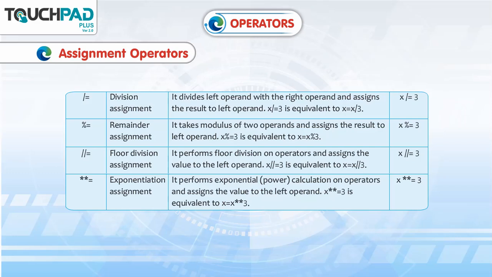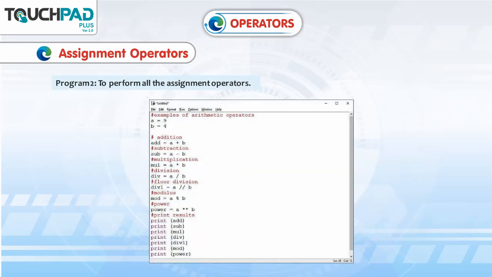Floor division assignment performs floor division on operands and assigns the value to the left operand: x //= 3 is equivalent to x = x // 3. Exponentiation assignment performs exponential, that is power calculation, on operands and assigns the value to the left operand: x **= 3 is equivalent to x = x ** 3. Program 2, to perform all the assignment operators.